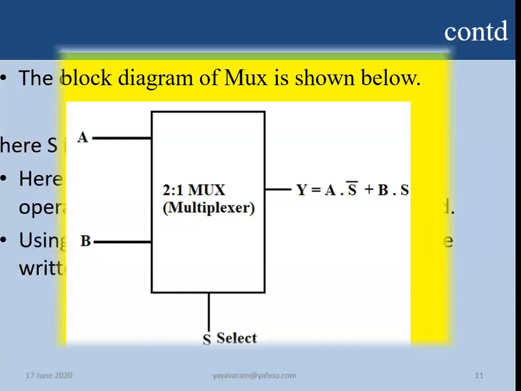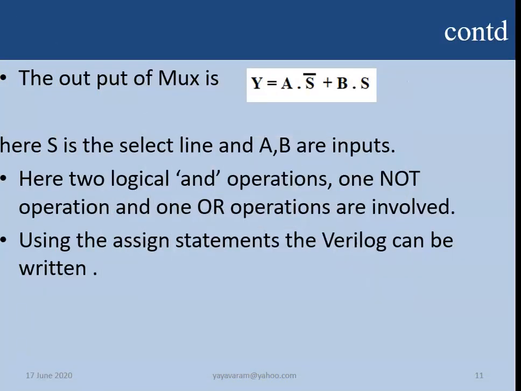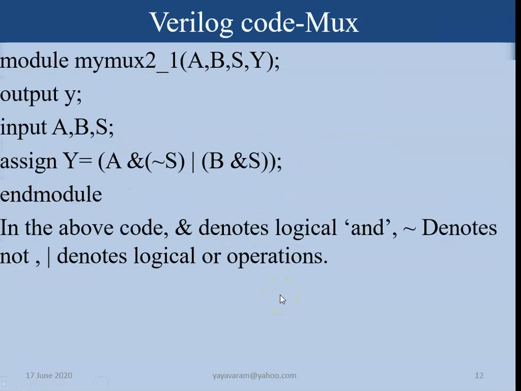Now let us write the data flow model. So this is the output: Y is equal to A dot S complement plus B dot S. Now I take the code for this. As usual, module my mux 2:1, with the inputs, and Y is the output. Output is Y, inputs are A, B, S.